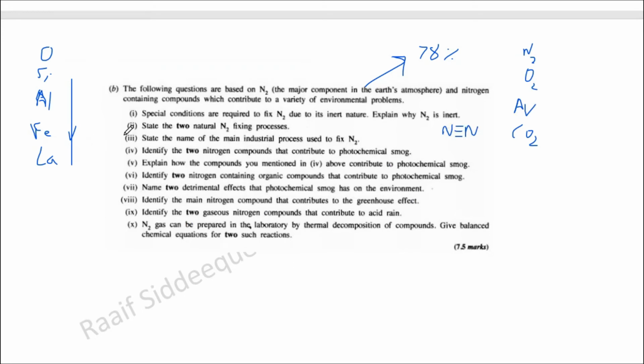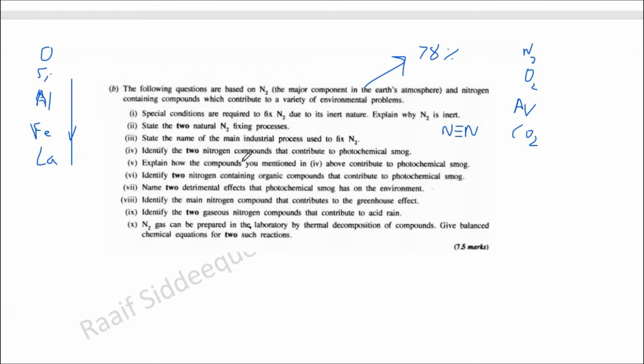Okay. So state 2 natural N2 fixation processes. So basically N2 is fixed by lightning. That is one natural process. And the other natural process is N2 fixation by microbial organisms. Okay, so one is lightning, the other one is microbial organisms. Right. Third one is state the name of the main industrial process that is used to fix N2. That is the Haber process. We fix N2 using the Haber process, using hydrogen to form ammonia.